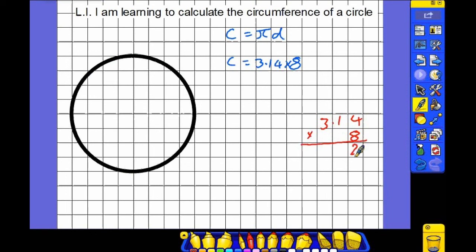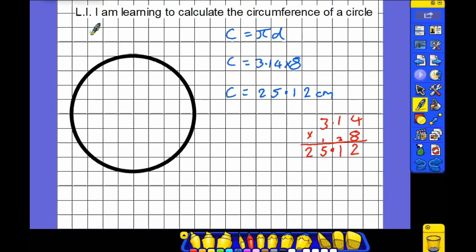8 times 4 is 32. 8 times 1 is 8, plus the 3 is 11. And 8 times 3 is 24 plus the 1, 25. Include that decimal point there, and we've got our circumference. So the circumference equals 25.12 centimeters.